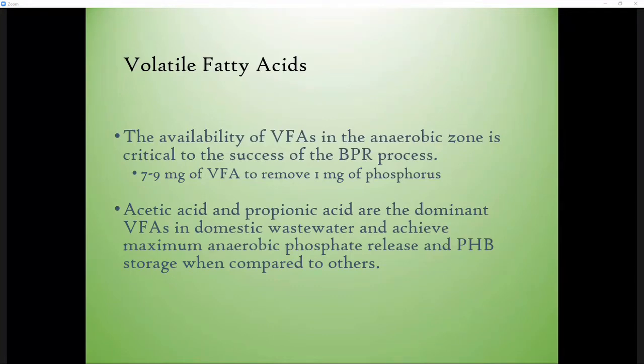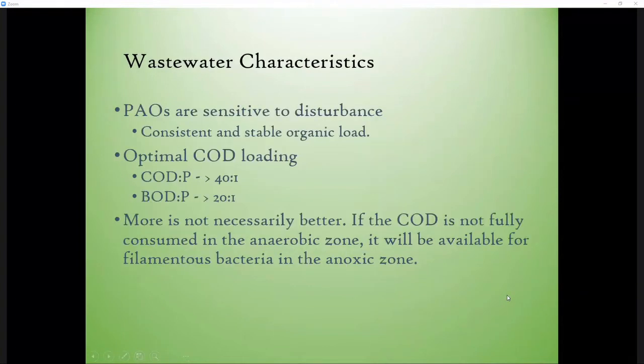Another thing, the dominant VFAs are acetate and propionate. And so a lot of times when people are trying to supplement the carbon, they'll try to use acetate. But I suggest if you're going to supplement, that you use propionate, because GAOs like acetate, but they don't like propionate. So this will help you prevent getting those GAOs.